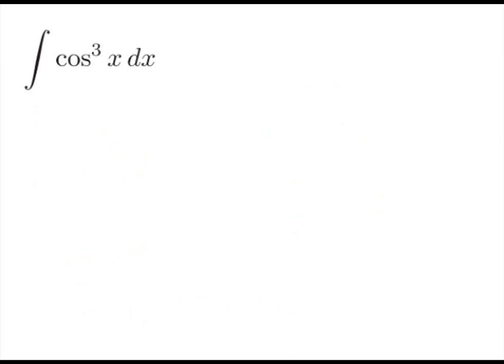Okay, let's take a look at this next example here. Now this example is going to be really, really tricky. The first thing is you see that it's just cosine to the third power, so cosine cubed x dx. So what are we going to do here? The first thing is you might think, well, I can always split this up. I can think of this as cosine squared x times another cosine x dx.